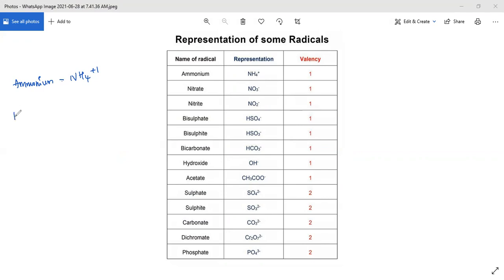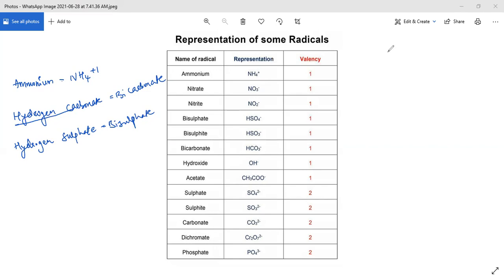See, one more thing. Whenever there is a hydrogen carbonate or hydrogen sulfate, or we can say bicarbonate or bisulfate, both are same. Hydrogen carbonate or bicarbonate, bisulfate, both are same.